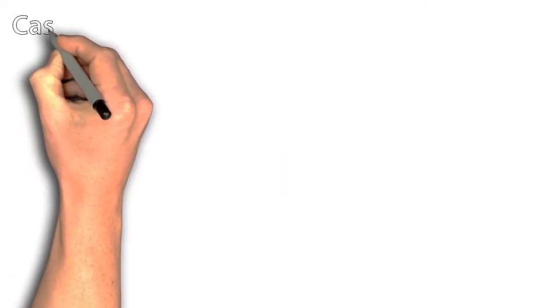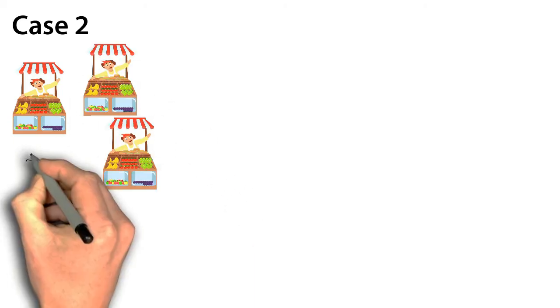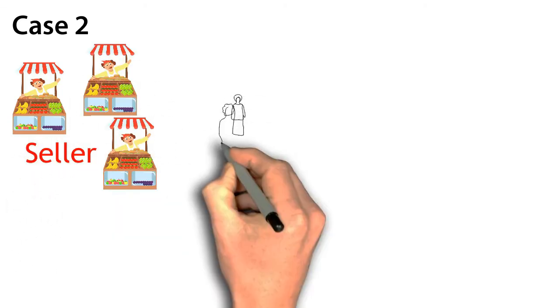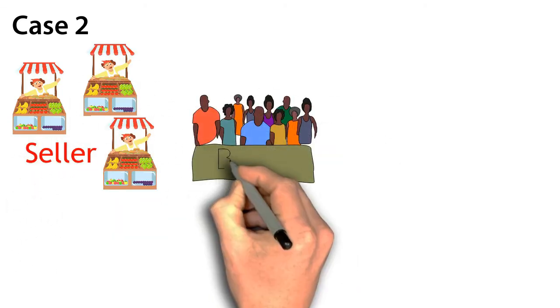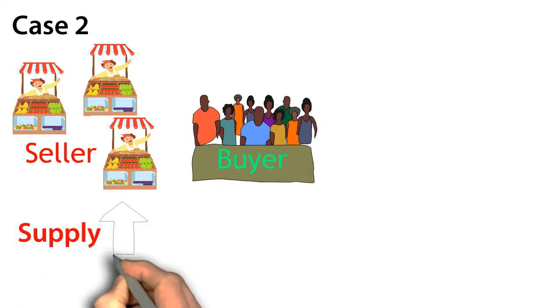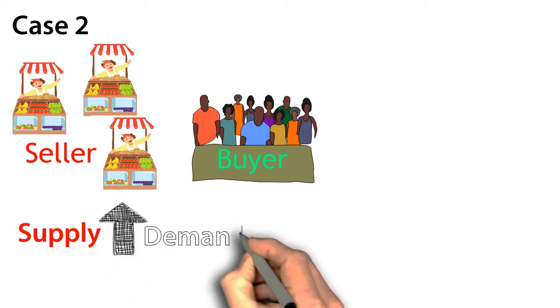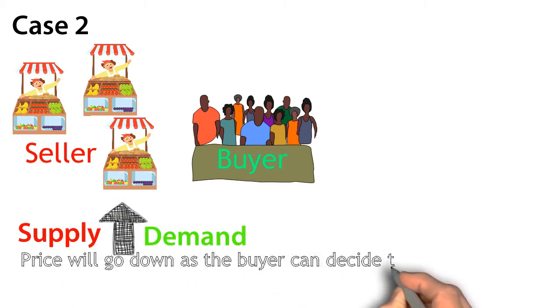For case number 2. There are more fruit stalls selling in the same marketplace. The sellers increase, but the number of customers who want to buy remains the same. When there are more sellers, supply will go up. Now the supply is higher than demand. And eventually the price will go down as the buyer can decide the price.